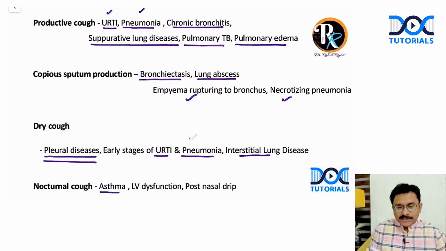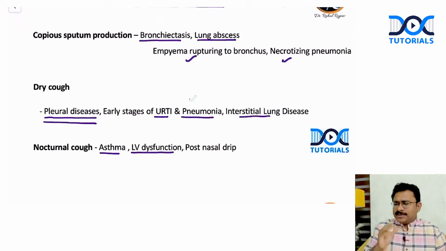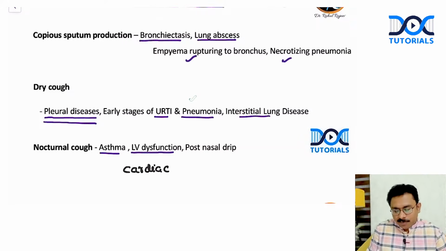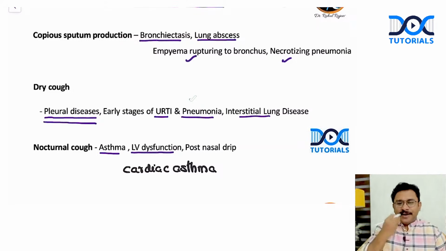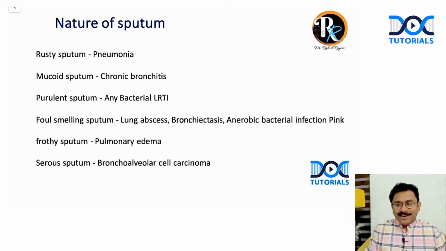It could be due to asthma, which can cause cough towards the night. Then LV dysfunction, that is left ventricular dysfunction, even that can cause cough. Can somebody tell me, LV dysfunction producing a nocturnal cough, what is it commonly called? It is sometimes referred to as cardiac asthma. Very, very important. And then even a post-nasal drip associated with some infections can also have a predilection towards night. I hope that is also clear. Now these practical points are clear.